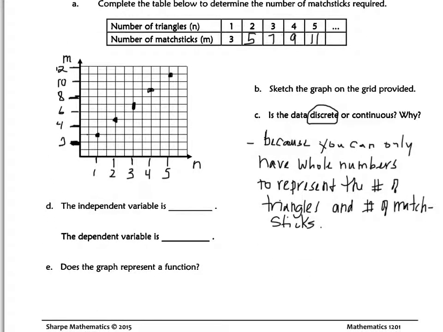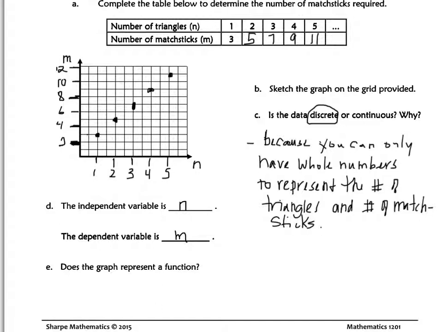Okay, so the next question is to identify the independent variable and the dependent variable, which we've already done. We'll write it down now. The dependent variable we said was the number of matchsticks, because the number of matchsticks depended on the number of triangles that we had. So the dependent would be the number of matchsticks, M, and the independent would be the number of triangles in the pattern. Does the graph represent a function?